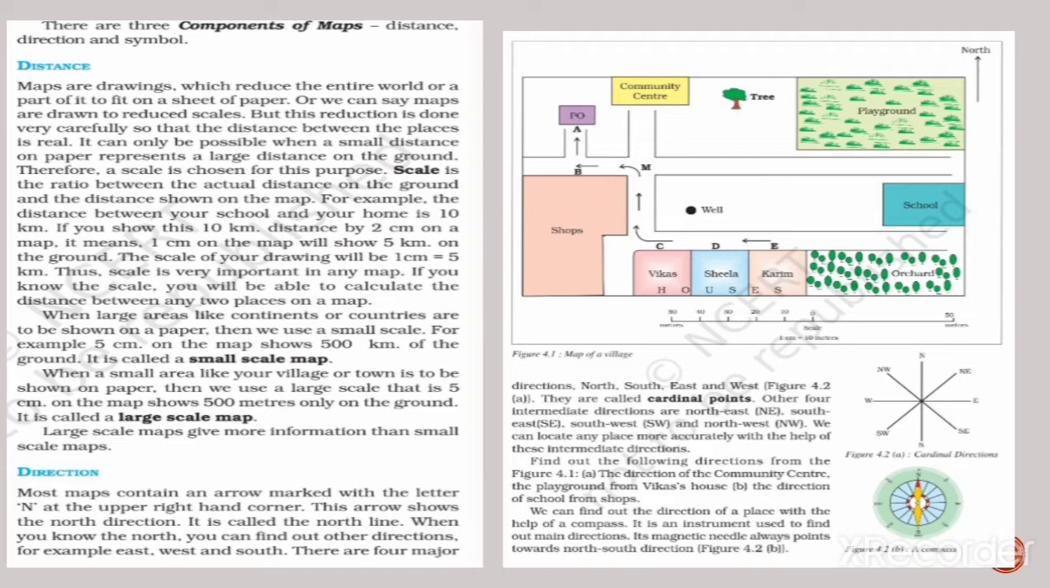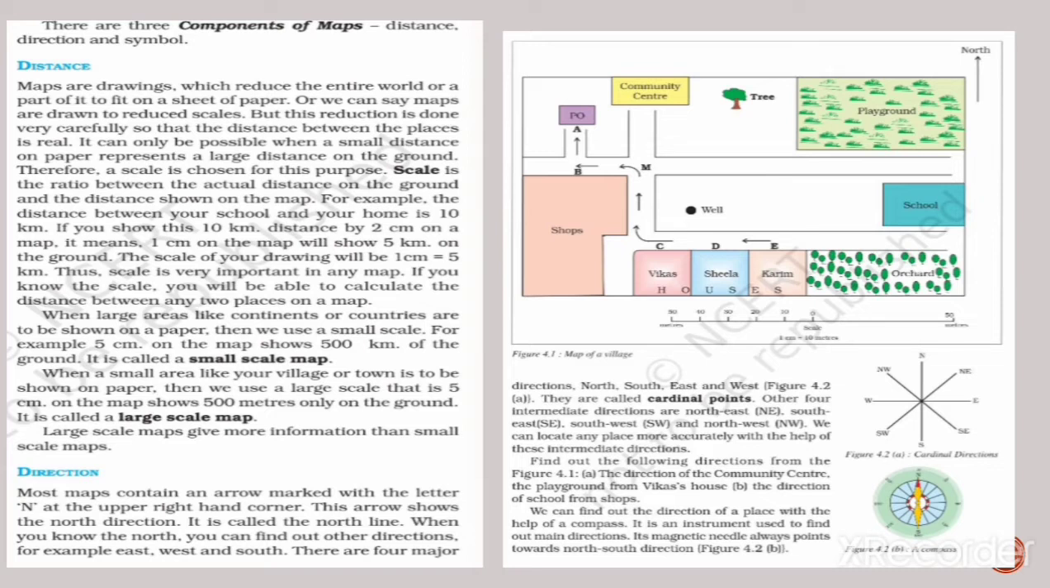If we know the scale, we can calculate the distance between any two places on the map, and this is how we find the scale. We use two scales in a map based on the requirement. One is the small scale map and the second one is the large scale map.